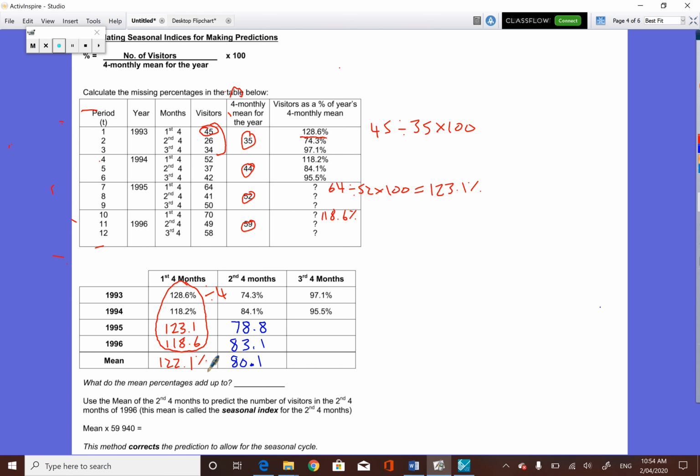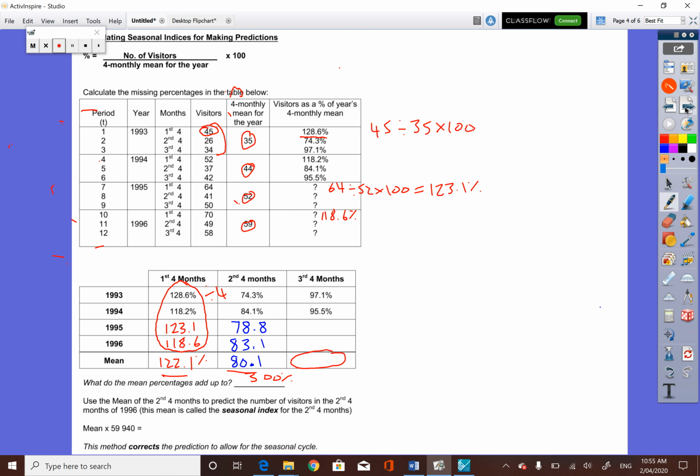That is my seasonal component, and that's really important. What that number does is it says that there's 22.1% more visitors than the yearly average for the summer periods for the data we have. So when it says what do these mean percentages add up to, I haven't actually done the third one, but what these 3 should add up to is 300%, obviously. So you can see this one is above and this one is below that 300%, showing the visitors above or below.